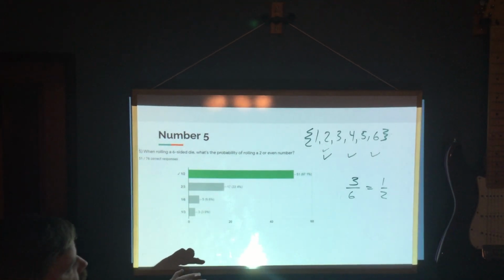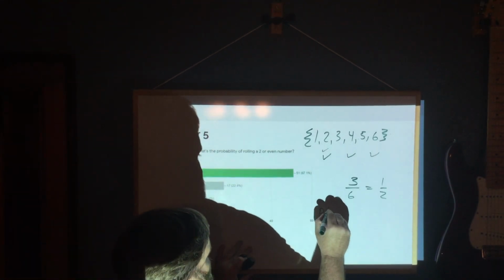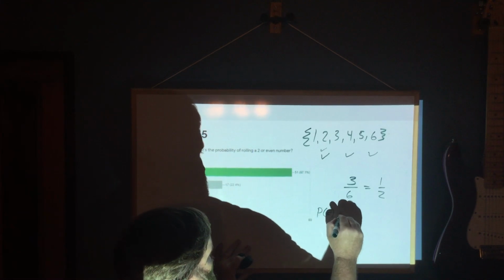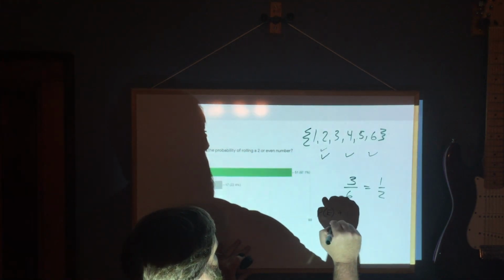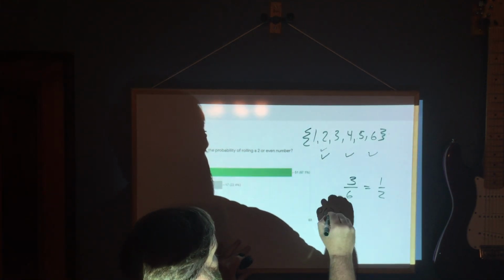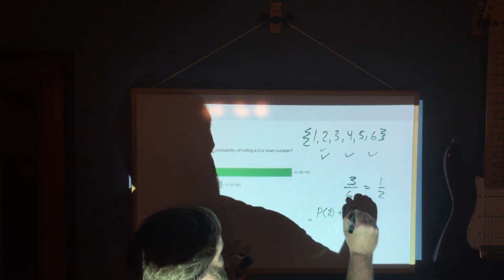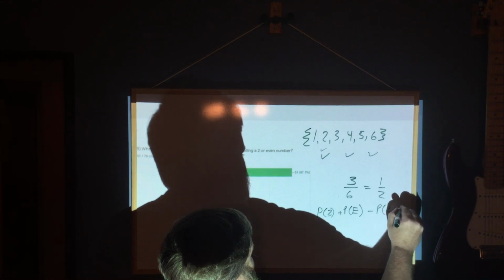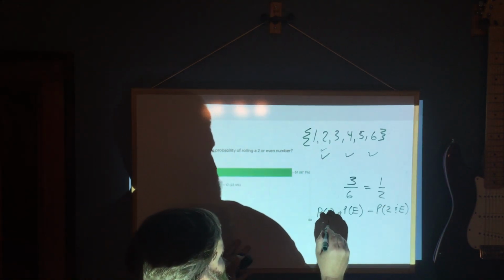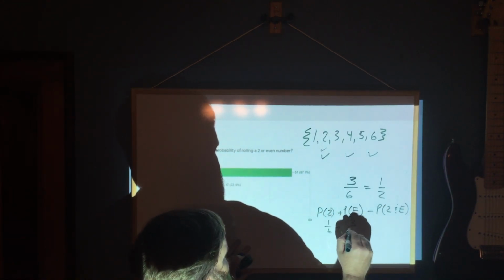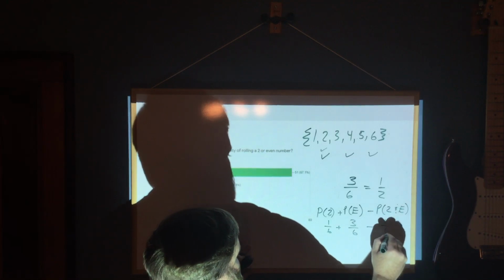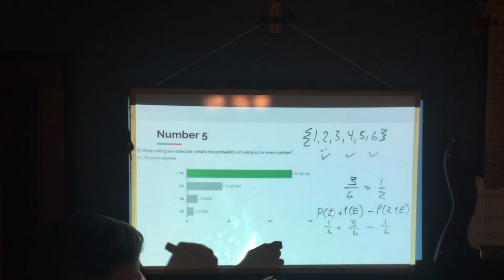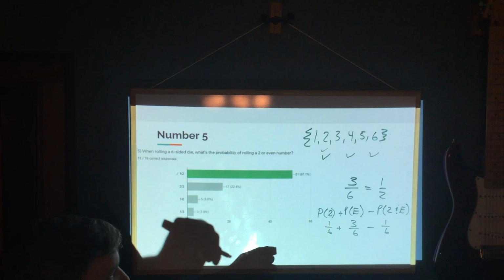Okay, now if we were going to do that the long way, we would say the probability of 2 plus the probability of even minus the probability of 2 and even. That's 1 out of 6 plus 3 out of 6 minus 1 out of 6. There's only 1 2, so the probability is 1 out of 6.